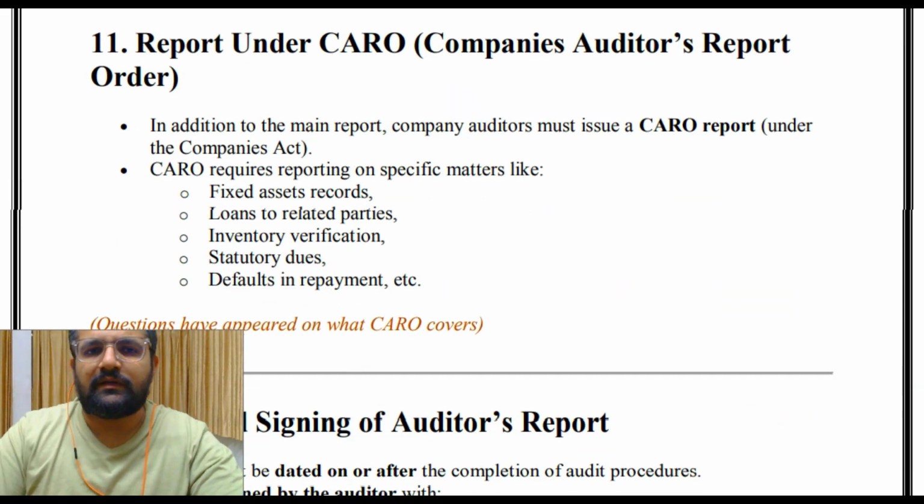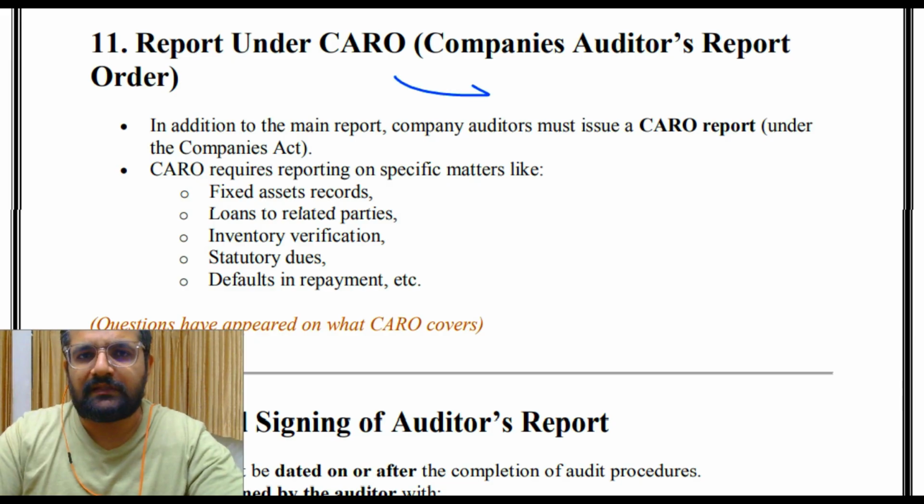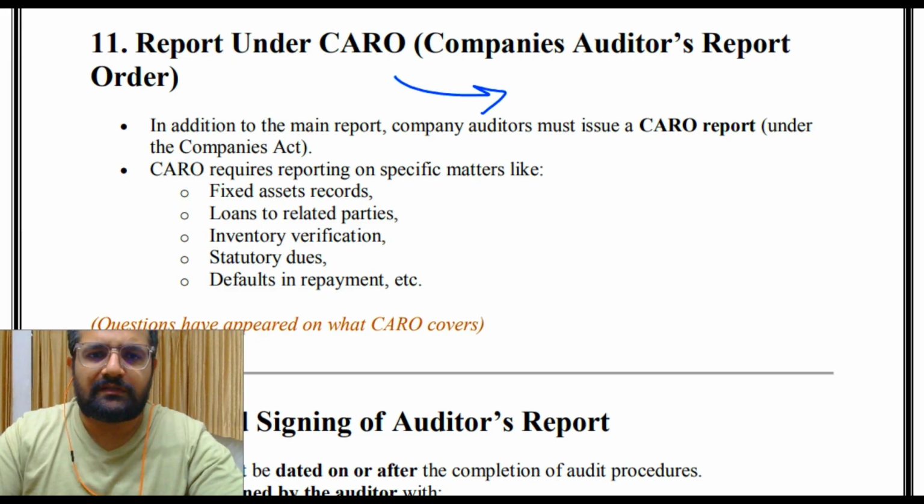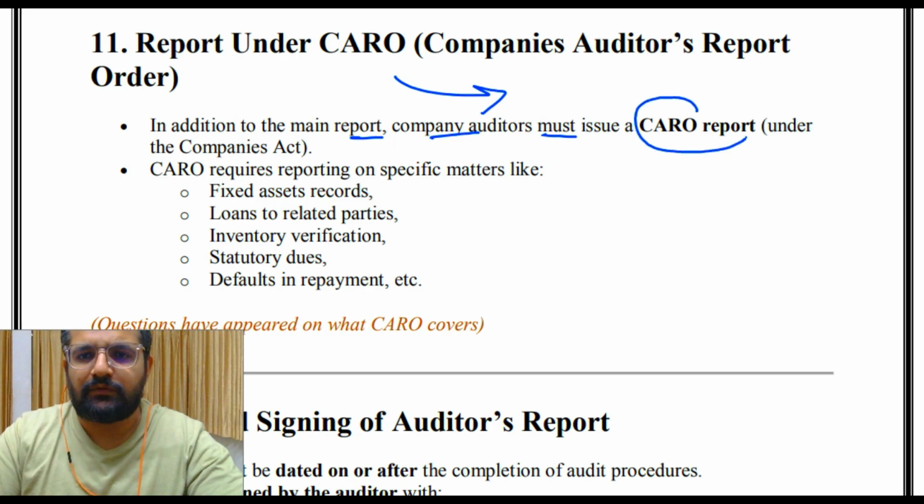Then report under CARO, that is Company's Auditor's Report Order. What is it? In addition to the main report, the company's auditor must issue a CARO report, which is the Company's Auditor's Report Order under the Companies Act. So now what it requires: some specific matters are there which are to be covered by CARO. Okay, so what are these?